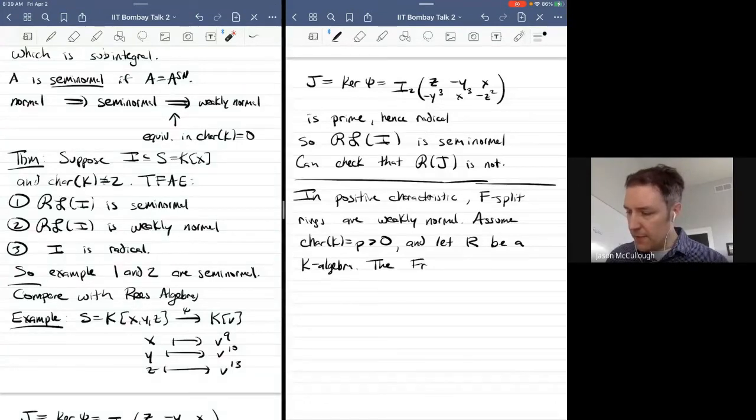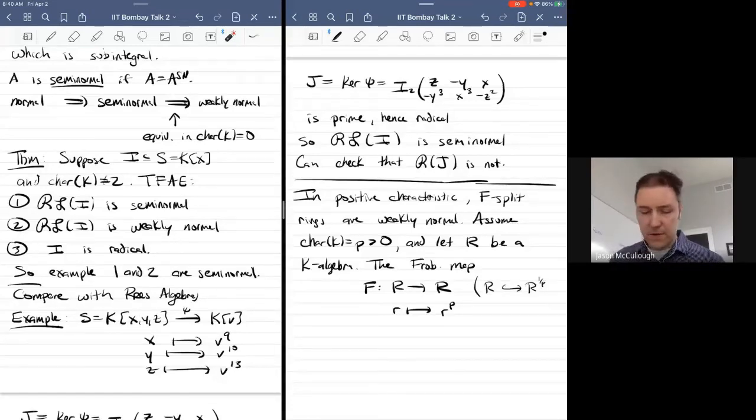Then the Frobenius map is the ring endomorphism from R to R that sends an element to its pth power. Or if you prefer, when R is a domain, you can identify this with the inclusion of R into the set of pth roots that sends an element to its pth root.